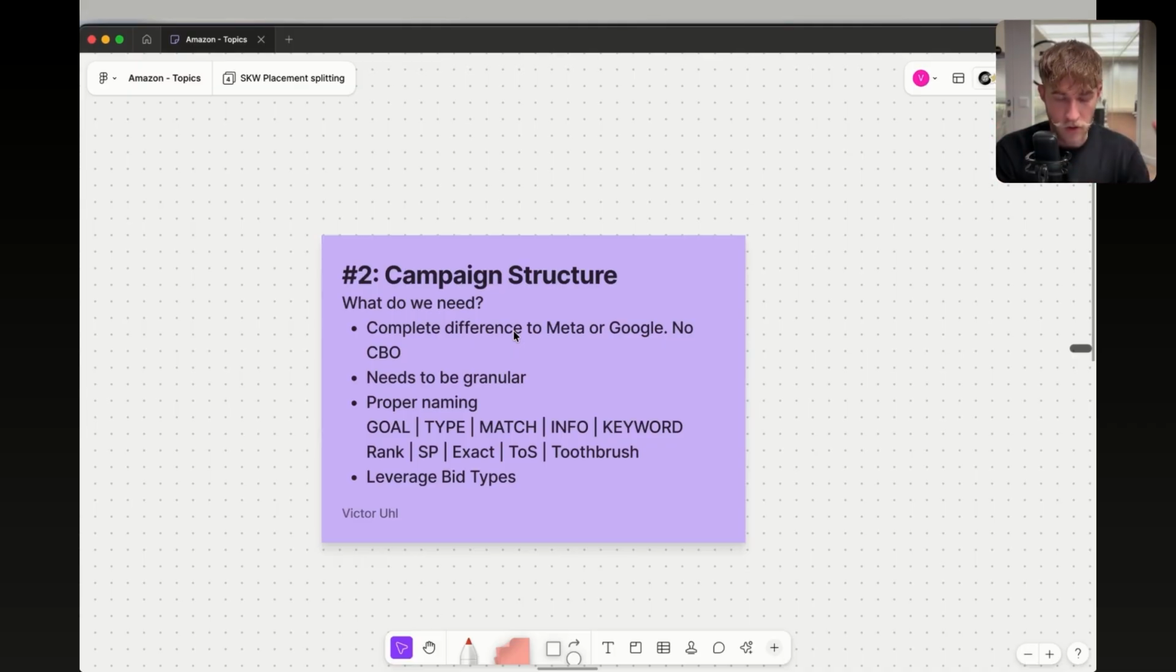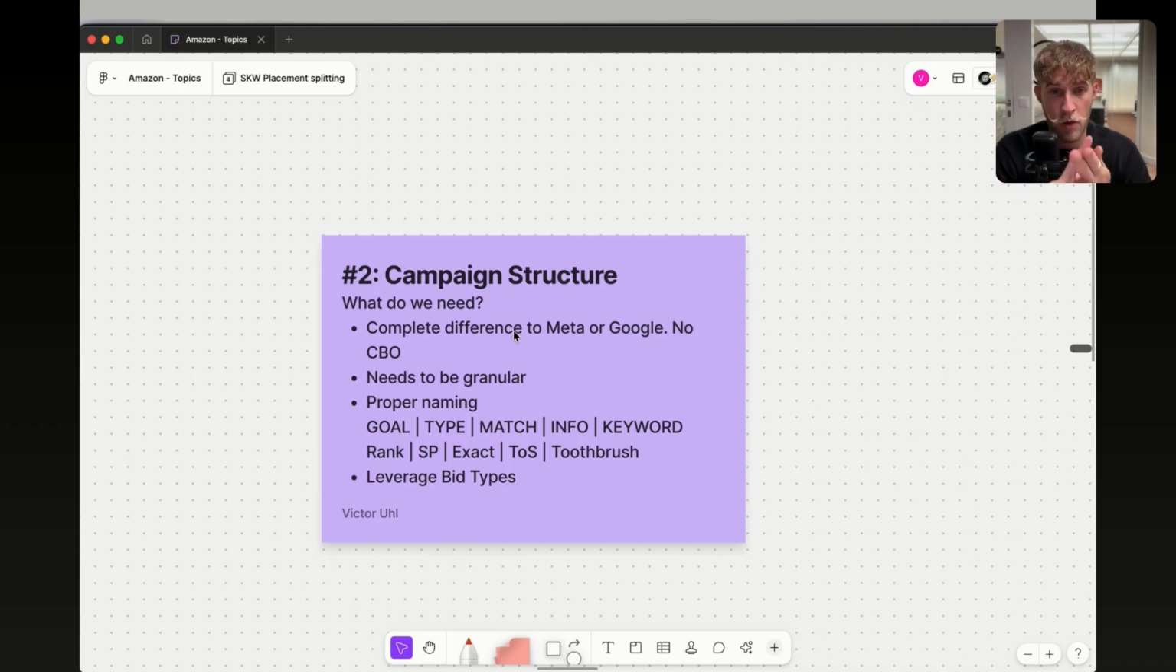And to break the myth down, I want to go over campaign structure. As I said already, we're not running a CBO, we're not running a performance max. We are here very granular. How granular, I will tell you in a second, because I have a beautiful graph that I prepared that you can just copy and screenshot and do whatever you want to do with this.